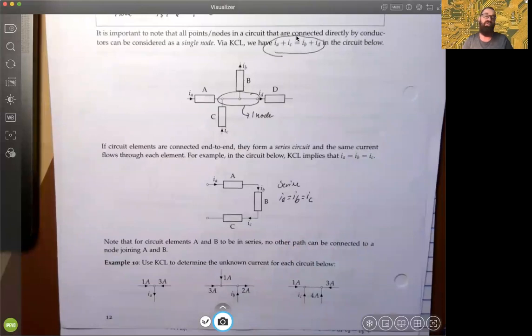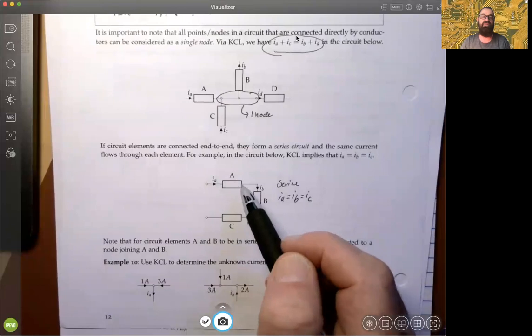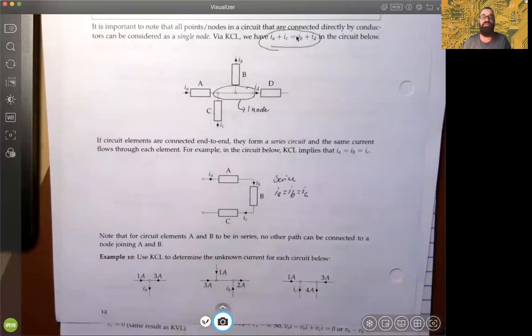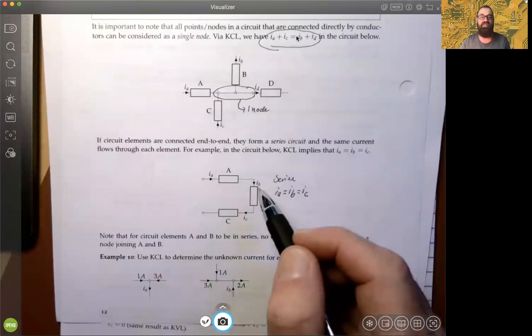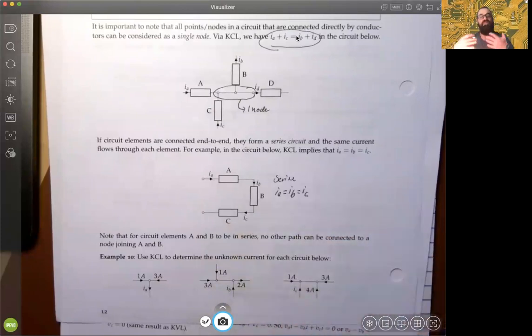Or another way of looking at it is simply from KCL. Incoming is outgoing, and so the incoming of this node has to be IA and the outgoing is IB. They have to be the same. So it's not hard to see that IA has to be IB, IB has to be IC, therefore you must have IA equals IB equals IC, okay?